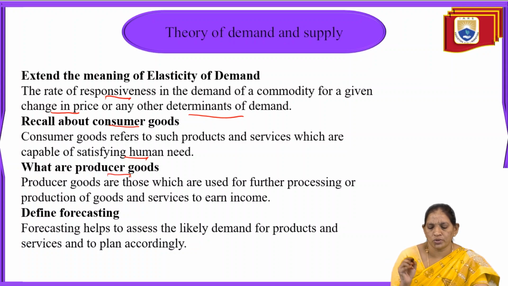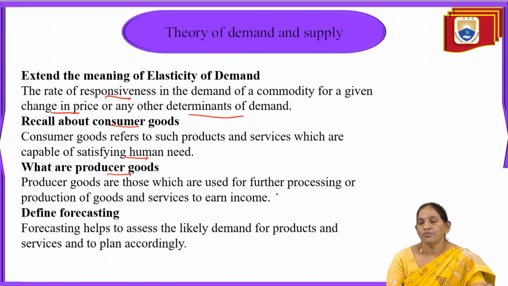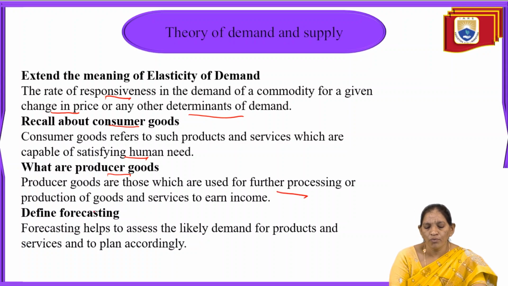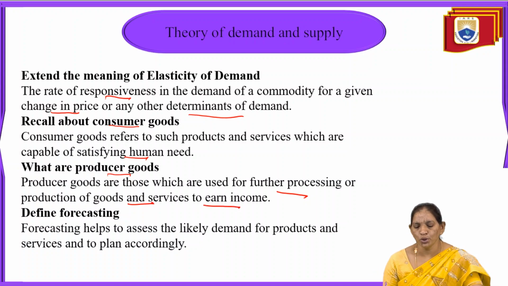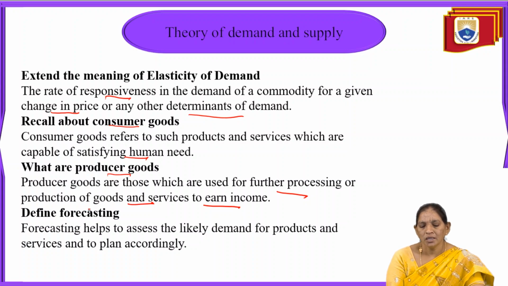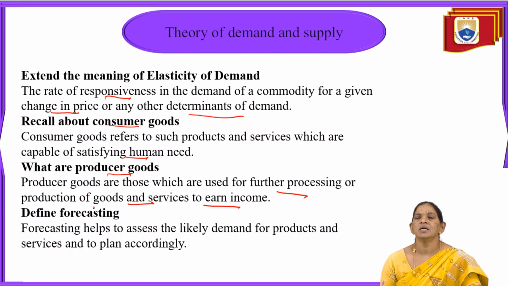What are producer goods? The goods which are used in the further production process of goods and services to earn income, we call producer goods. Consumer goods mean satisfaction of individual demand. But producer goods are goods used to satisfy the consumer through further processing. They are considered raw materials or inputs in production. The processing of those inputs produces the goods and services in order to earn some revenue or income.